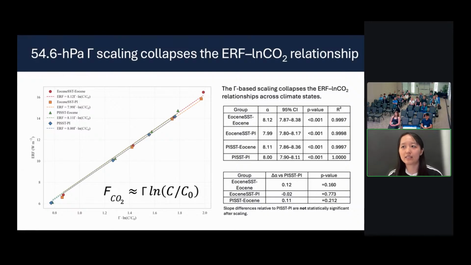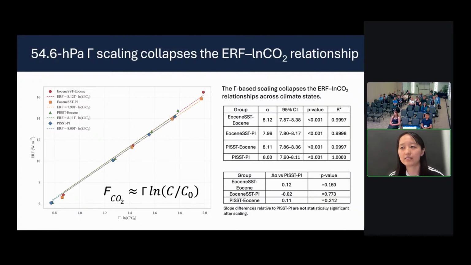So this suggests that the differences in vertical temperature structure account for most of the state dependency in the ERF response. We wouldn't say this 54.6 is a hard physical boundary. This result probably depends quite a bit on how gamma is defined, and here I am following Romps' simplified definition. But for our simulations, this level turns out to be a useful diagnostic level.